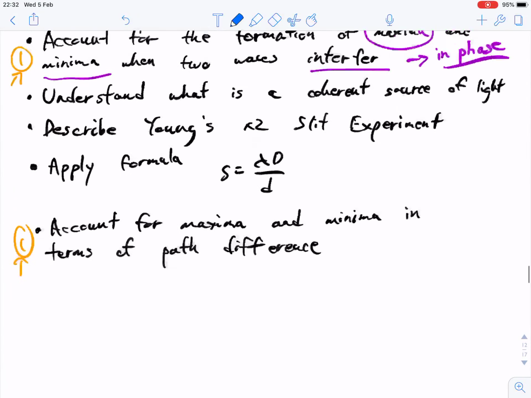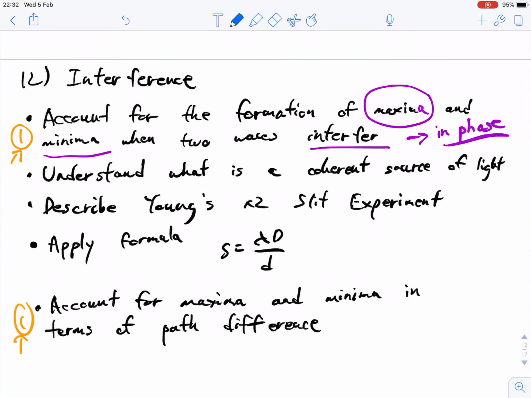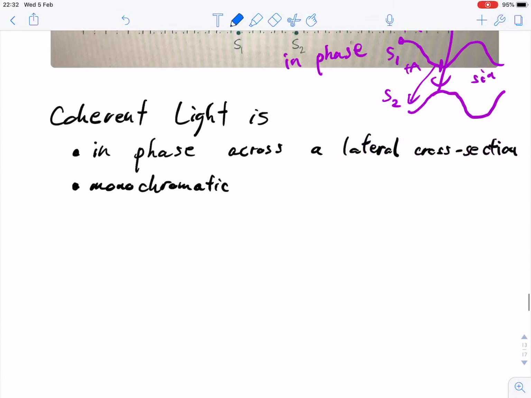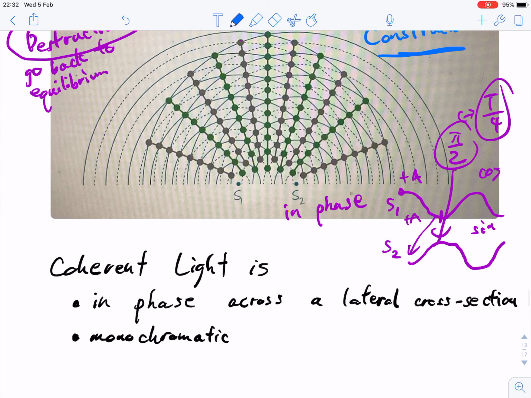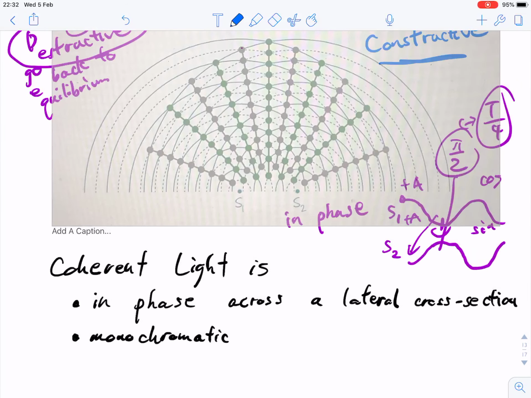Okay, so we've just covered the first 2 pieces there, and let's get into the next stuff. Understand what is a coherent source of light, Young's double slit experiment. Actually, let's stop that video there because that's just so much information. We'll see you guys in the follow-up video.